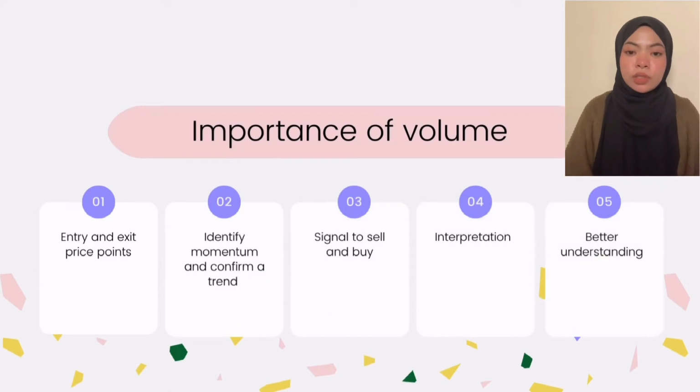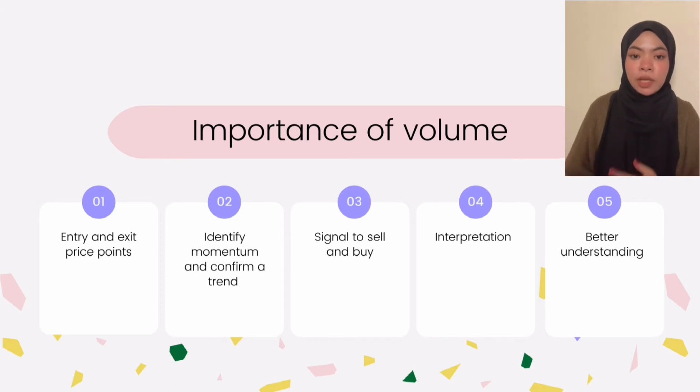Next is importance of volume in technical analysis. There are 5 important points, which are entry and exit price point, identify momentum and confirm a trend, signal to sell and buy, interpretation and better understanding. The first one is entry and exit price point. In technical analysis, investors tend to find entry and exit price point. So, volume analysis provides hints about where the best entry and exit points are located.